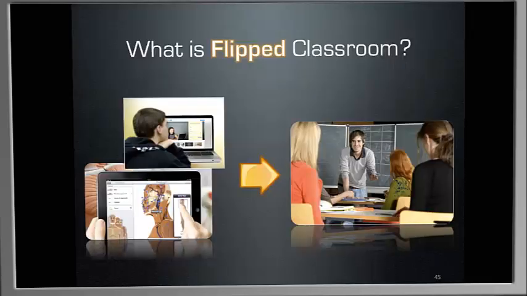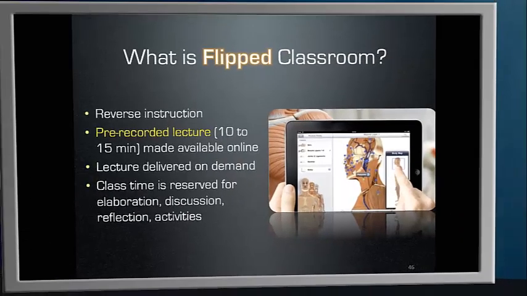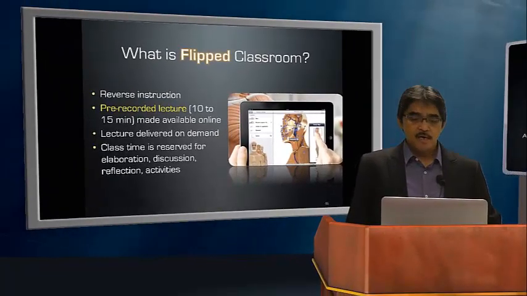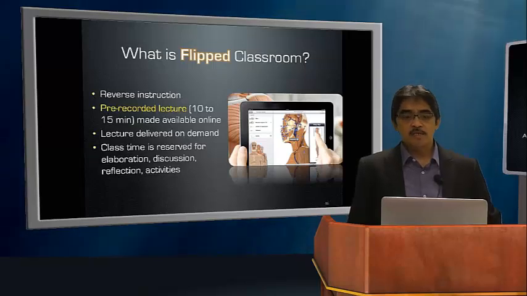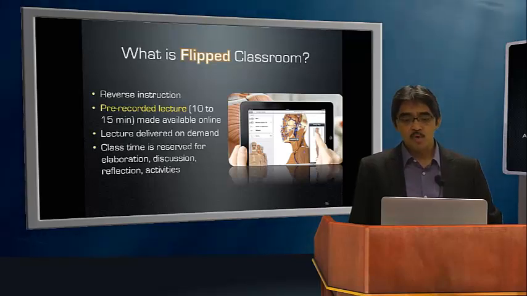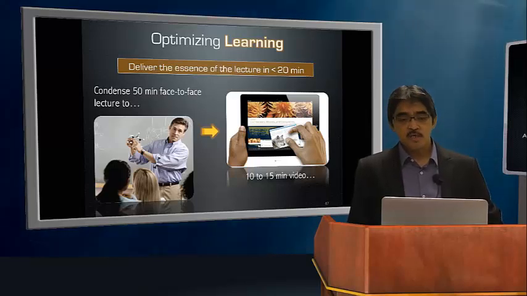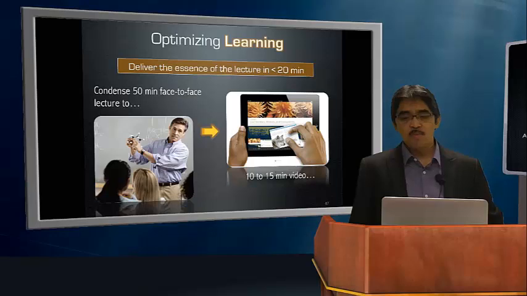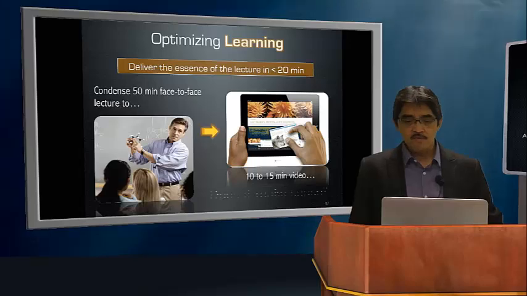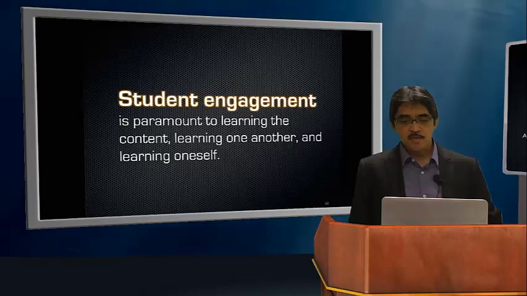And flipped learning is also another way of engaging students, because with flipped learning we provide content online. Then we require the students to study the content before the classroom. So when we come to the classroom, we can use the classroom time now to do a lot of activities. We deliver the essence of the lecture in about 10 minutes or less, and we make it available online so the students can access it on their tablet or their phone. And this is another example from Khan Academy.